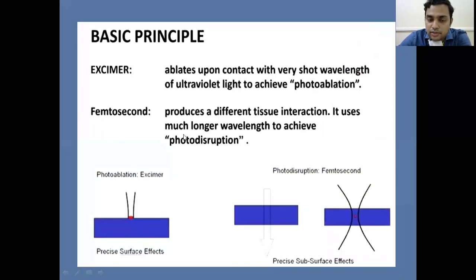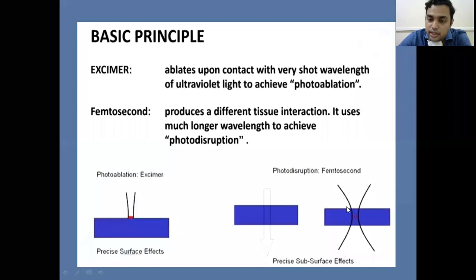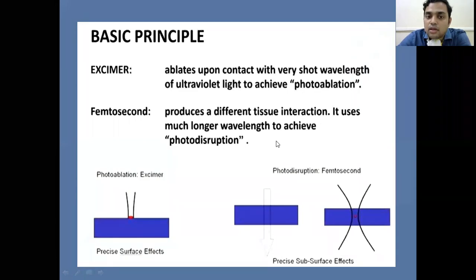This femtosecond laser is very much superior to the excimer laser. The femtosecond laser has different tissue interactions. That is, it can act at different tissue levels, not only at the site of contact, because it has various tissue interactions. Here in this picture, the laser is acting at the intrastromal part without causing any damage to the superficial epithelium and superficial stroma.